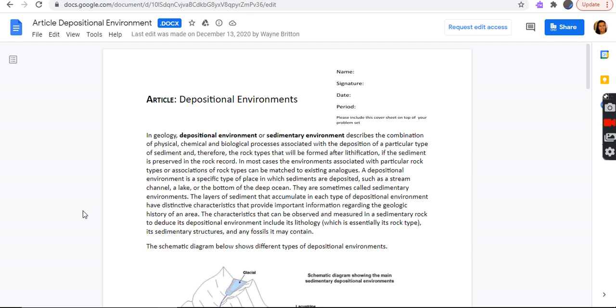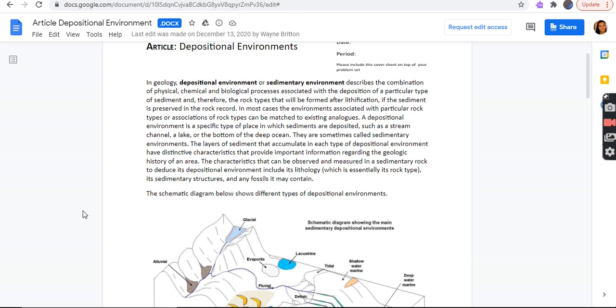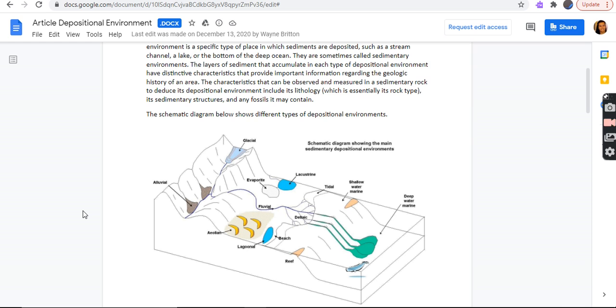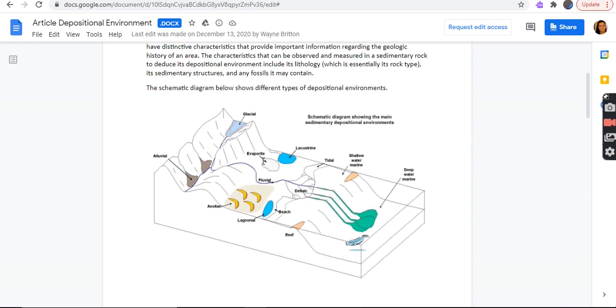The characteristics that can be observed and measured in sedimentary rock to deduce the depositional environment include lithology, which is essentially its rock type, its sedimentary structures, and any fossils that it may contain. The schematic diagram below shows different types of depositional environments. The schematic diagram shows the main sedimentary depositional environments: alluvial, lagoon, reef, beach, deltaic, fluvial, evaporite, glacial, lacustrine, tidal, shallow water marine, deep water marine.